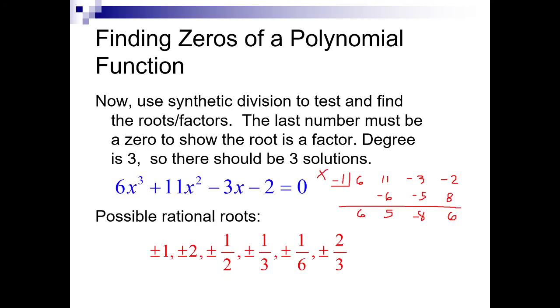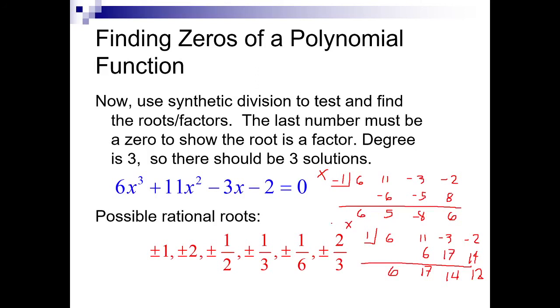You want to try positive 1? Let's try positive 1. So we have positive 1, then 6, 11, negative 3, negative 2. Bring down 6, multiply 1 and 6, that's 6. This is 17. Then you combine them. This is 14. It's still not 0. So positive 1 and negative 1 are not roots.